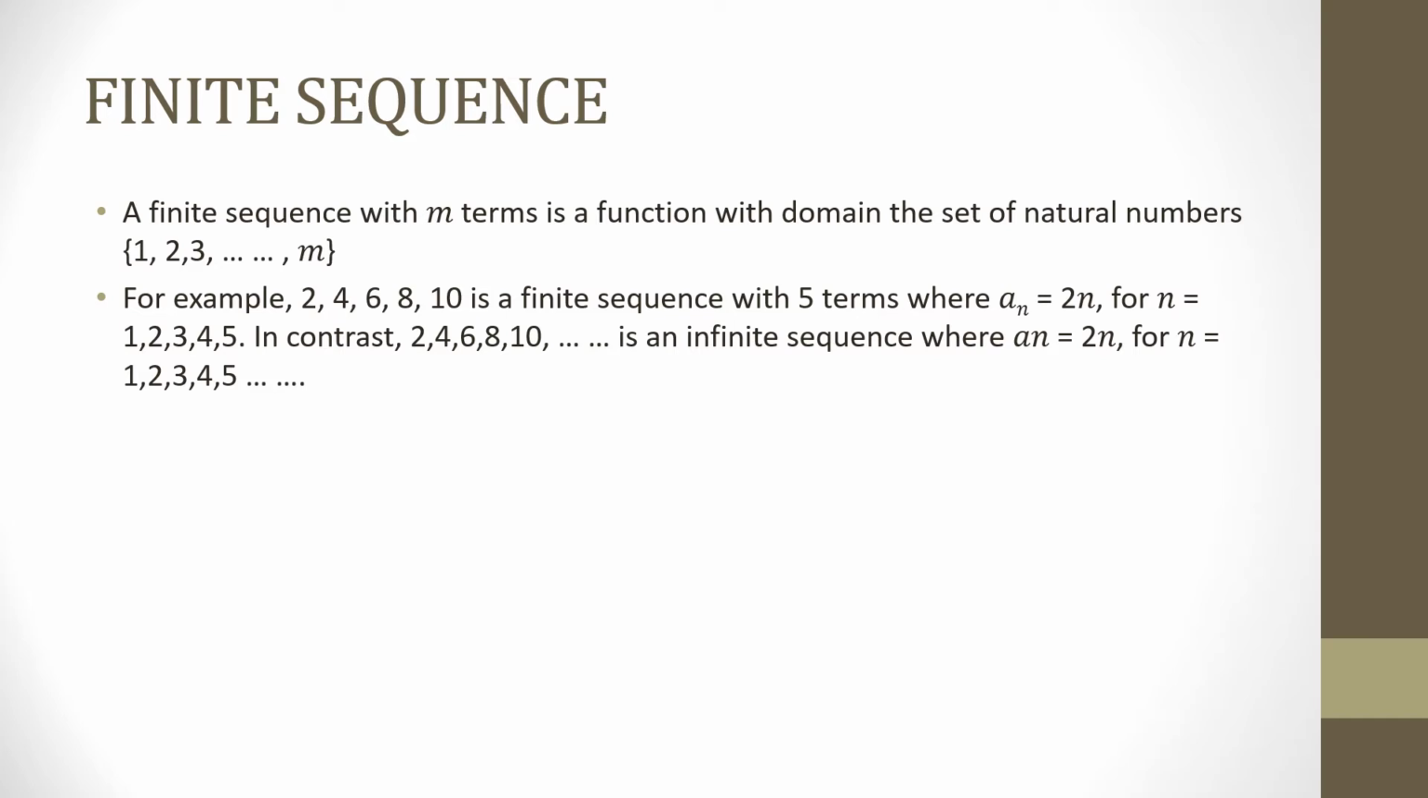In contrast, 2, 4, 6, 8, 10, and so on is an infinite sequence where a sub n is equal to 2n, for n is equal to 1, 2, 3, 4, 5, and so on. Ang pinakaiba lang naman nila ng infinite tas finite is yung infinite, it is continuous. And then, sa finite naman, meron kang limits.